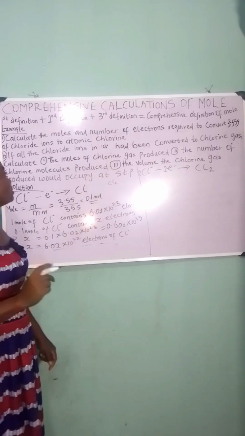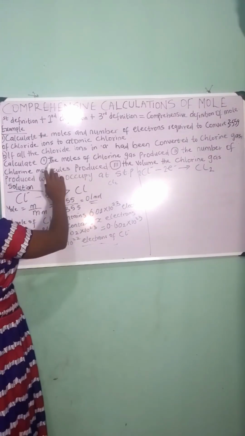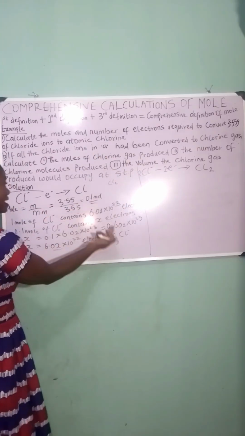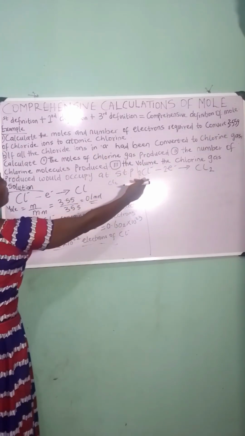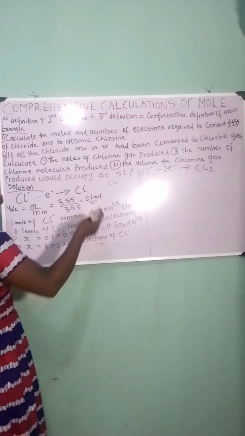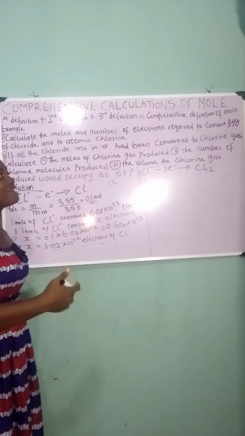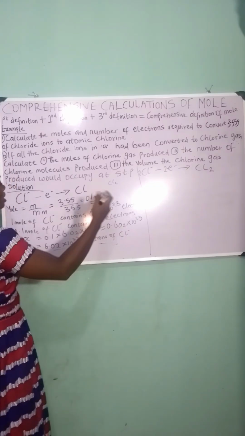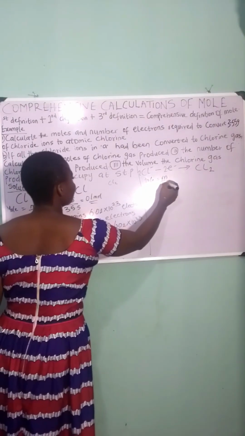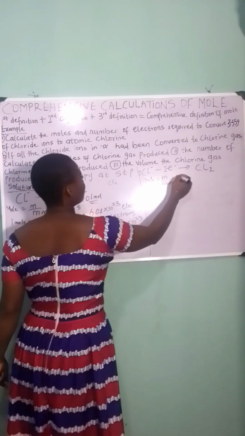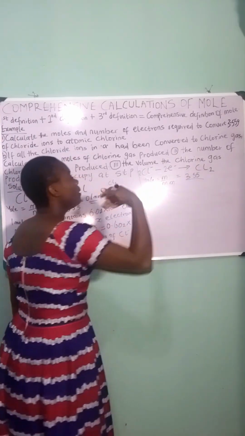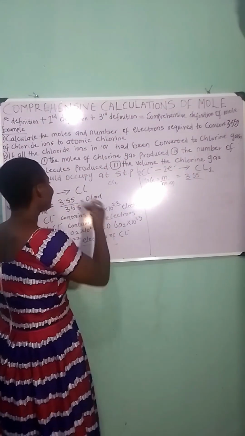That solves that question. Now the question is, calculate the moles of chlorine gas produced. Just as we have done here, we also have to do the moles for this side. It's as simple as that, okay? So it is still the same mass, 3.55 grams. Are you getting me? So what we are going to do here is this: mole equals mass over molar mass. This equals 3.55 over the molar mass of chlorine gas and no longer chlorine atom.